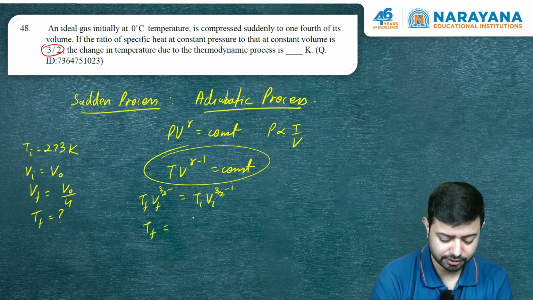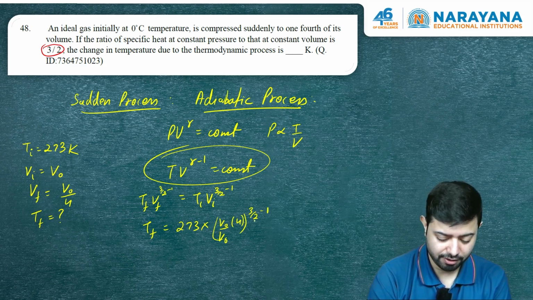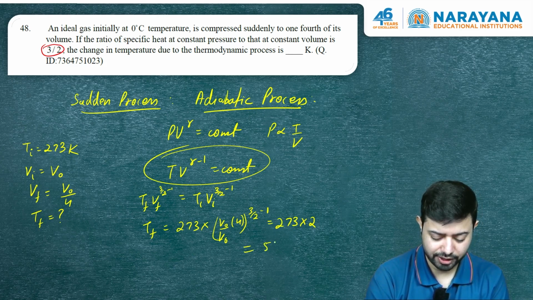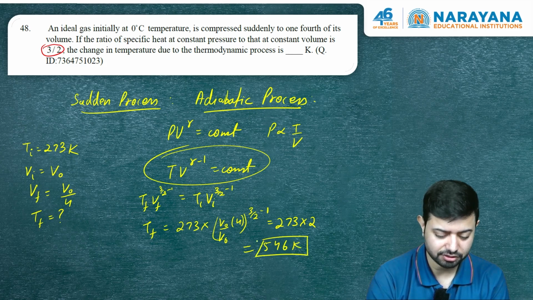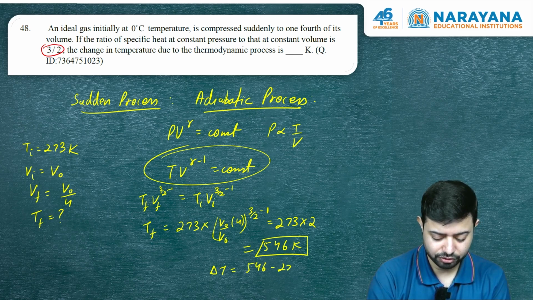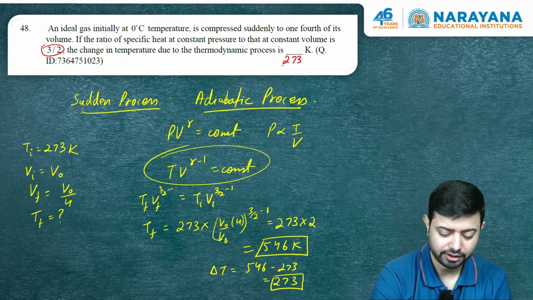So T final will be how much? T initial is 273 multiplied by V initial by V final, that is V naught by V naught by 4, to the power 3 by 2 minus 1, that is half. 2 will come, right? 273 into 2. How much is that number? It is going to be 273 into 2, which is 546 Kelvin. So temperature is just doubled. So therefore, what is the change in temperature? 546 minus 273. Again, the number is 273. That's my answer. So what is the answer for this question? It's going to be 273.